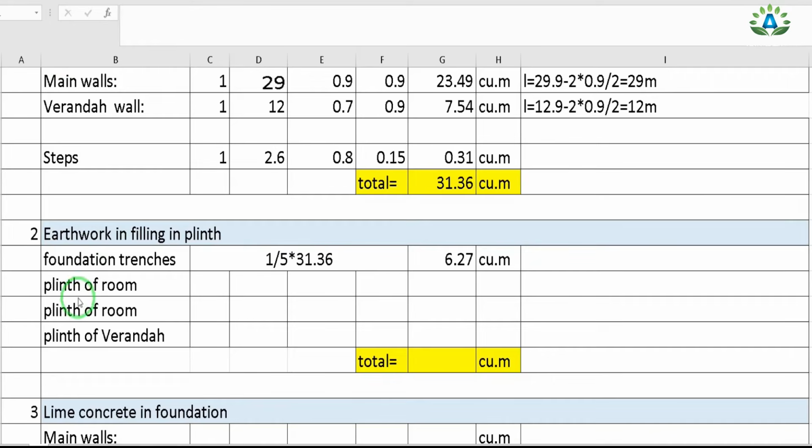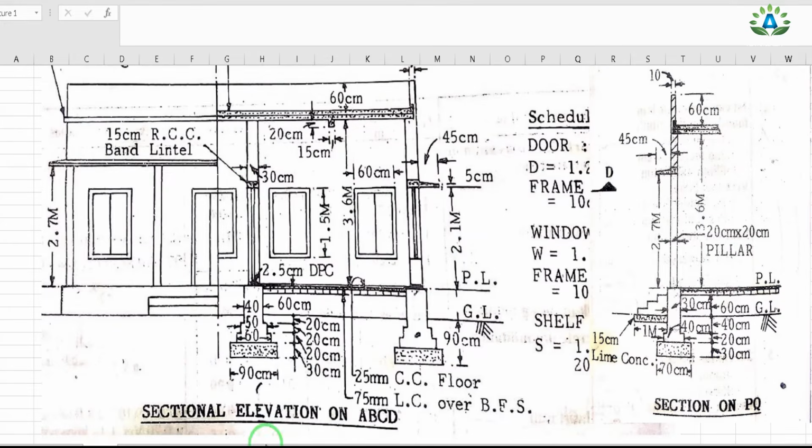Now our next step is to calculate earthwork in filling for the plinth of the room. For this we need to see our section. So here we have this sectional elevation on ABCD, and here we can see that this portion is our plinth level, and we are going to do the earthwork in filling for these plinth portions.